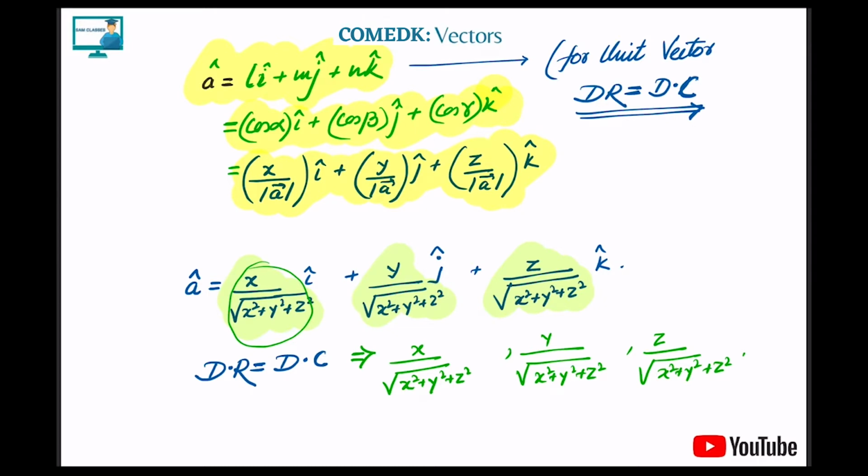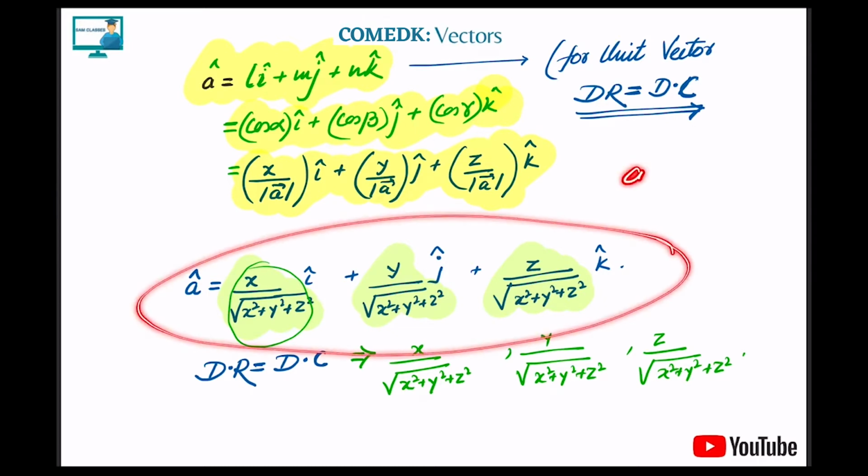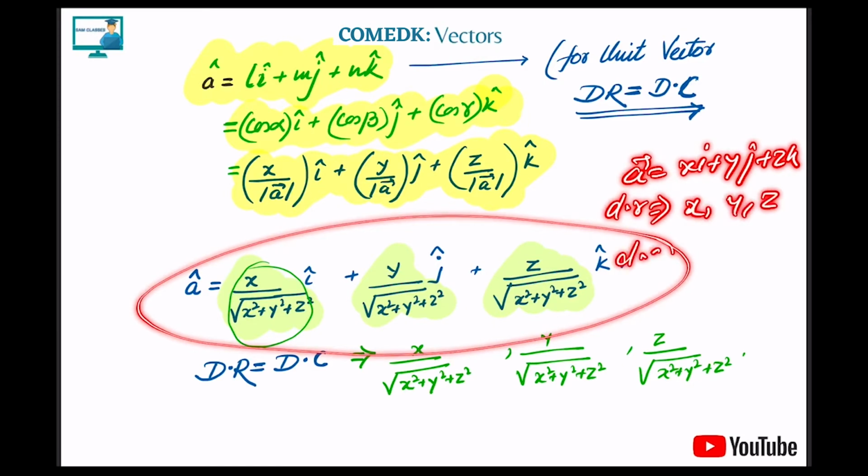Okay. So now if any vector is given, a equal to xi plus yj plus zk, what will be the direction ratio? The direction ratio is simple: x, y, and z. And the direction cosines are given by this whole thing divided by the magnitude of a. That's it. Clear?